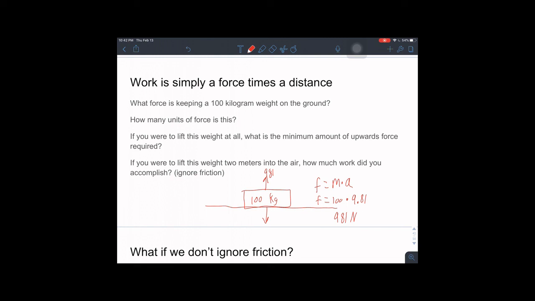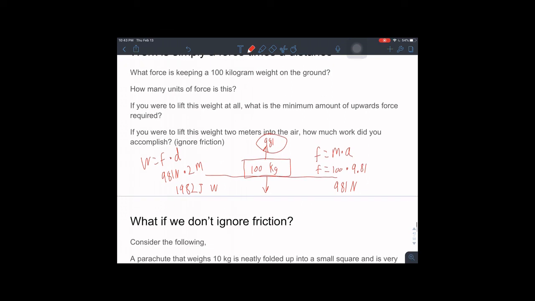How much work is done when we lift this 2 meters? Recall that work is equal to force times distance. We found our force is 981 newtons, and our distance is 2 meters. Therefore, we accomplish 1962 joules of work.